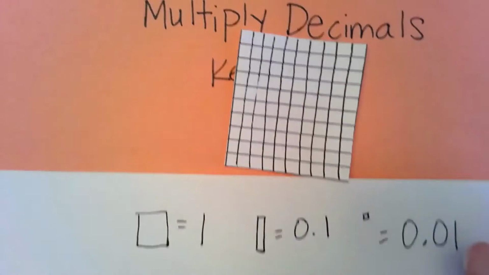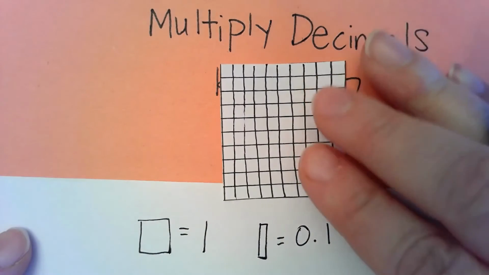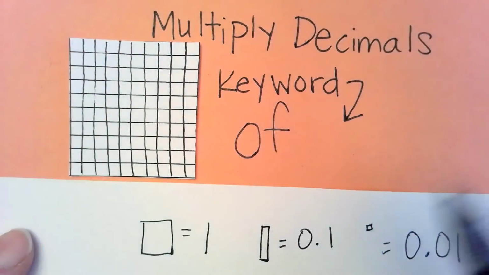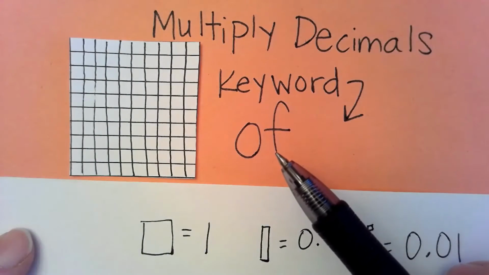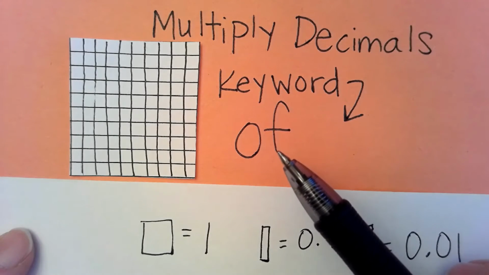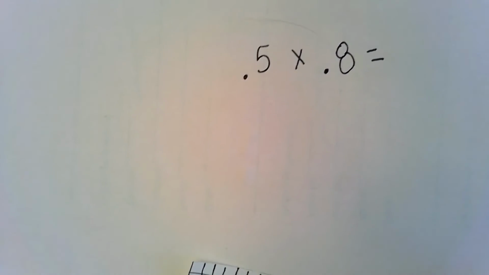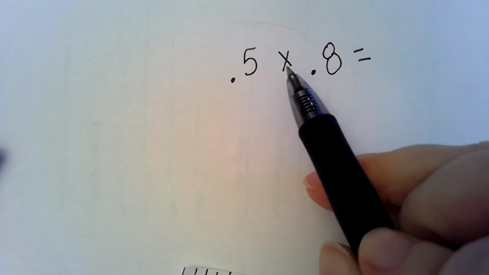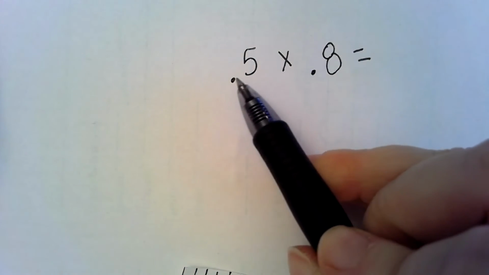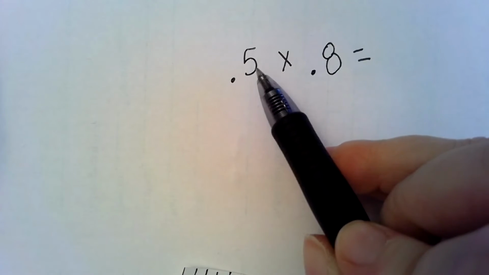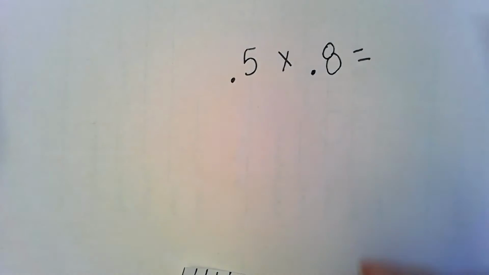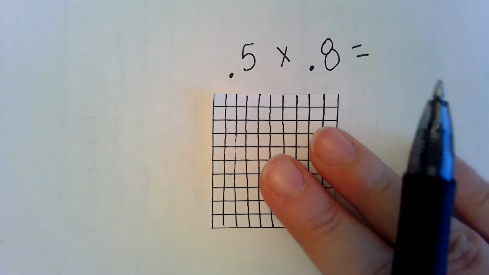Okay? Now, let's do an example together where we ask ourselves that "of" question, the keyword "of" that points us in the direction of multiplying decimals. Okay, let's say that I want to know what 1/2 of 8/10 is. Again, think about that keyword "of" standing in the place of that multiplication sentence. 1/2 or 5/10 of 8/10. That's what we're asking ourselves here in this question.